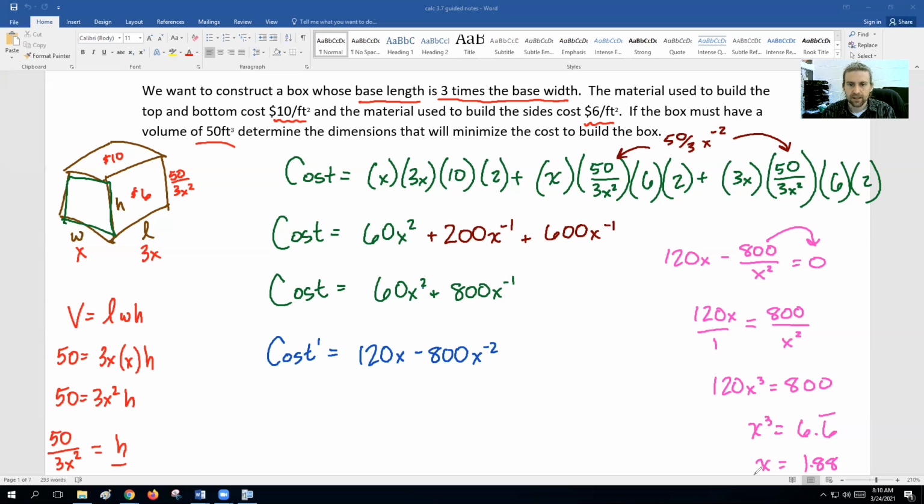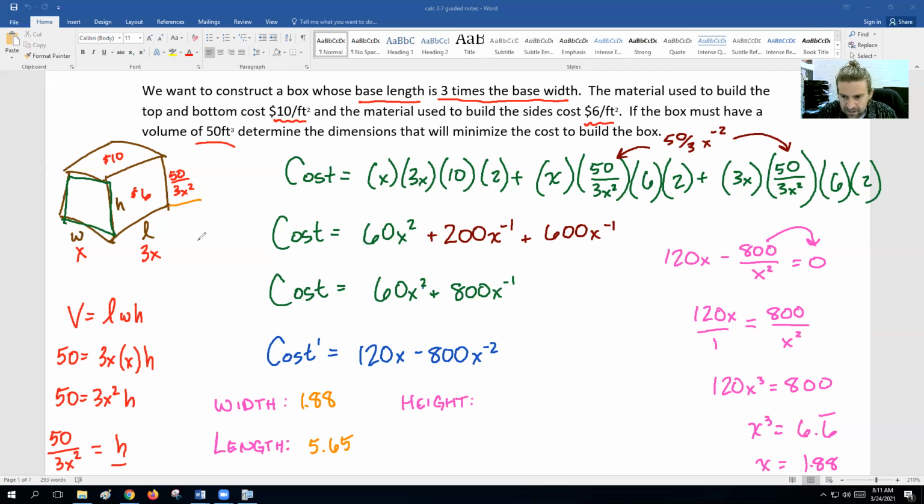Okay, so that would be the width, right? Because that's what x is. So let's go through and let's start making our dimensions. And it might be easier to just start labeling, okay, what's the width, what's the length, and what's the height. Okay, so we know that the width is x, which is 1.88. The length, we could times that by 3, because the width, so we'll just times that by 3. We get about 5.65. And then the height is 50 divided by 3x squared.